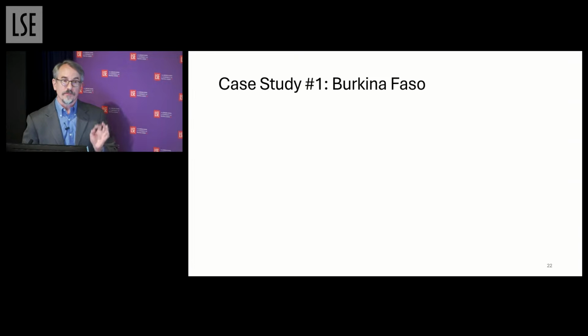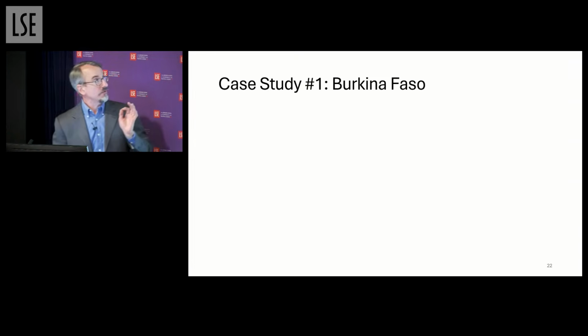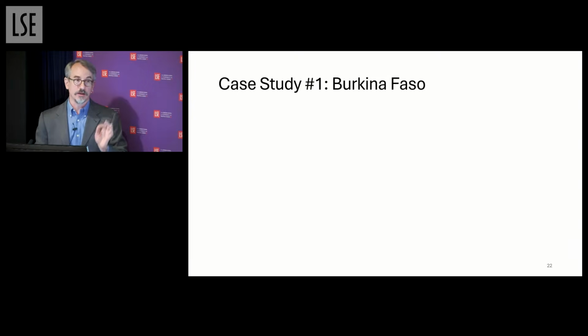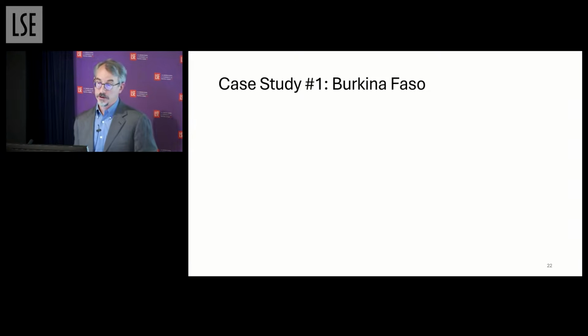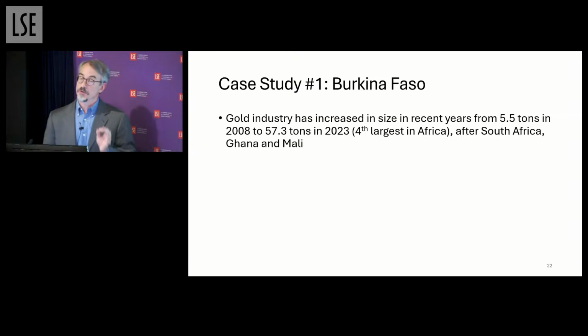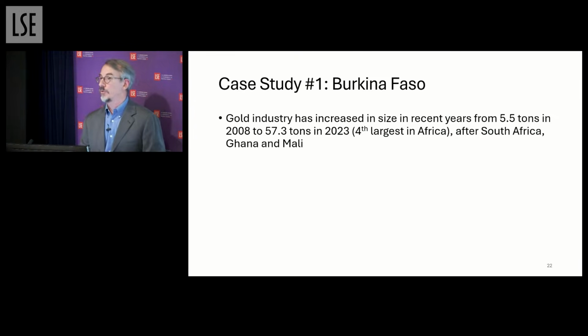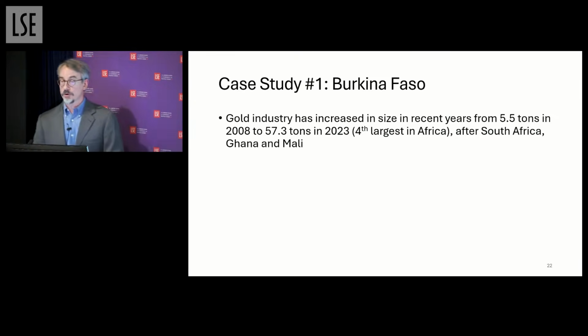Positive case study. Interesting case study because it's one of the poorest countries in the world. It's a country which historically and today is still an extremely poor country in the Sahel, probably the poorest region of the world, and that's Burkina Faso.